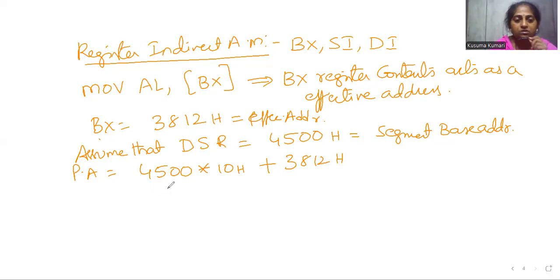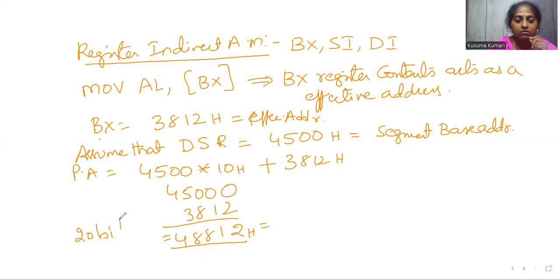That means 4500 into 10, sorry, 45000 plus 3812. So here the result is 48812. It is a 5-digit number, and a 5-digit number means it is 20 bits. It is a 20-bit physical address.